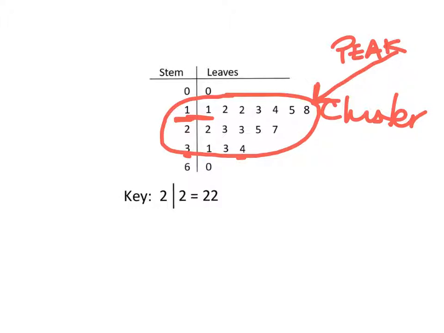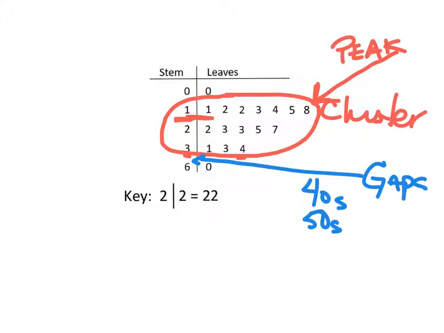There are no gaps. Ooh, that's not true. Isn't there a gap right here? I see 34, but then do I see any 40s? Do I see any 50s? In fact, there's no data for stems 4 or 5. My next stem doesn't show up until 6. So I would say there are gaps in my data at the 40s and 50s.